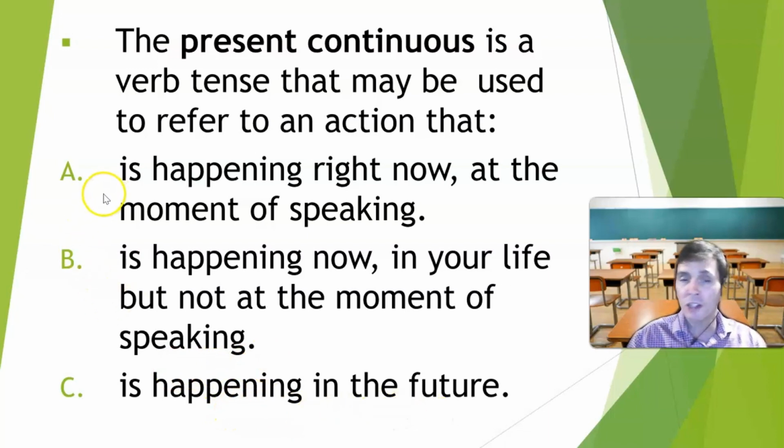So let's take a quick look at that again. The present continuous is a verb tense that may be used to refer to an action that is happening right now at the moment of speaking, is happening now in your life, but not at the moment of speaking. And C, it can be used to refer to an action that's happening in the future. So we will take a look at each of these individually, but first, let's take a look at how to form these sentences.